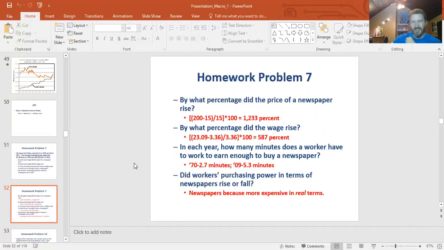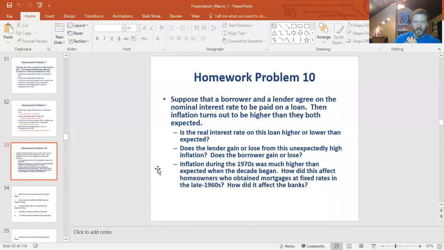The conclusion there at the bottom: newspapers became more expensive in real terms, right? Not just the nominal cost of a newspaper, not how many dollars you have to pay to get a newspaper, but the real cost of a newspaper. How much do you have to work to get a newspaper? That price rose over this period. The next homework problem.